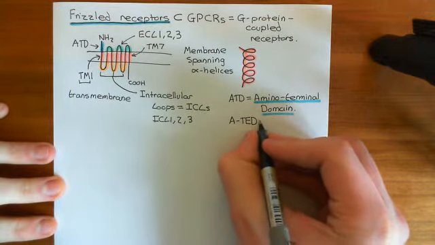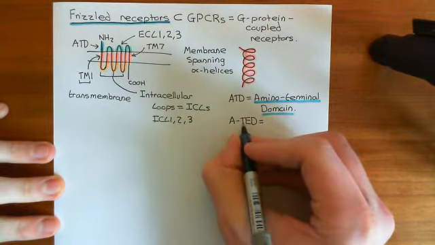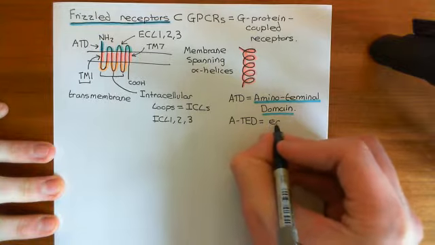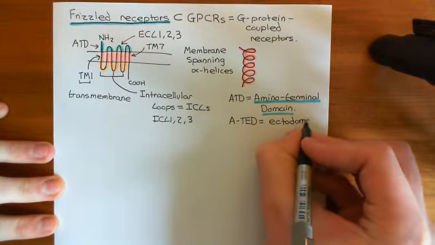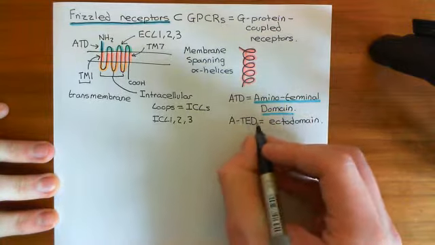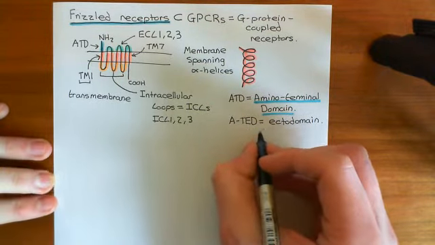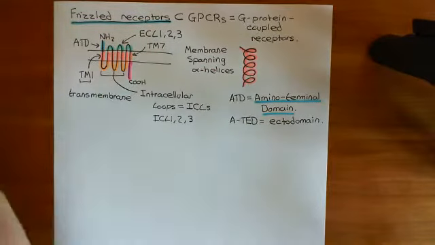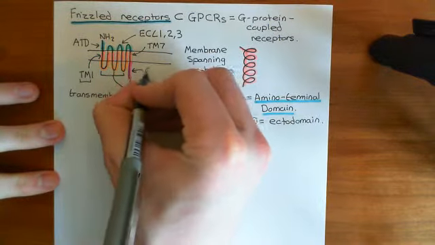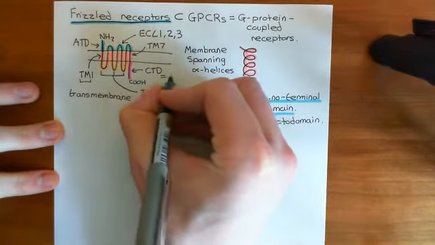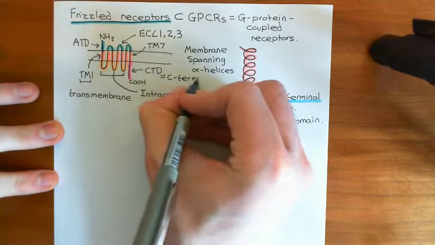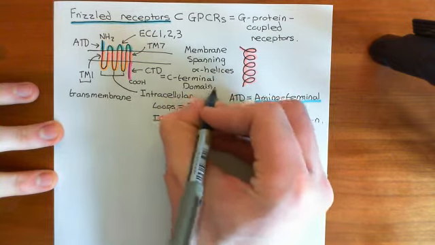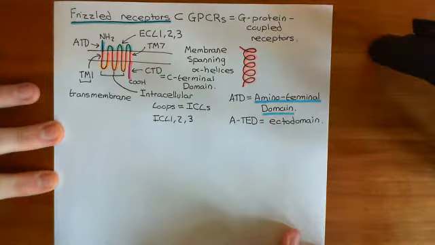So what does this stand for? Well, the A once again stands for amino. The T stands for terminal, but then the ED here stands for ectodomain. Ecto just means on the outside, so this just means the domain that is on the outside of the cell. Finally, you then have this portion that's after TM7, and this is known as the C-terminal domain, or CTD for short. So this is the portion that is near the C-terminus of the polypeptide. So that's the general domain structure of all G-protein coupled receptors, not just the Frizzled receptors, that's all of them.